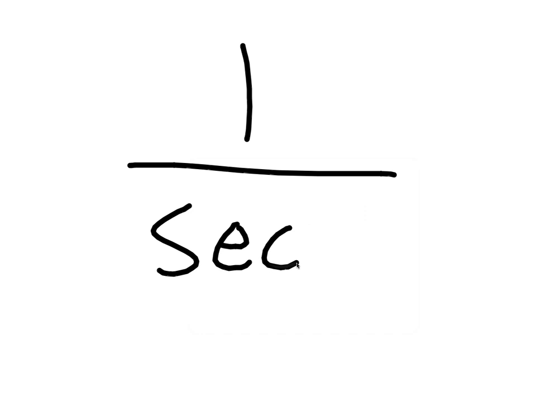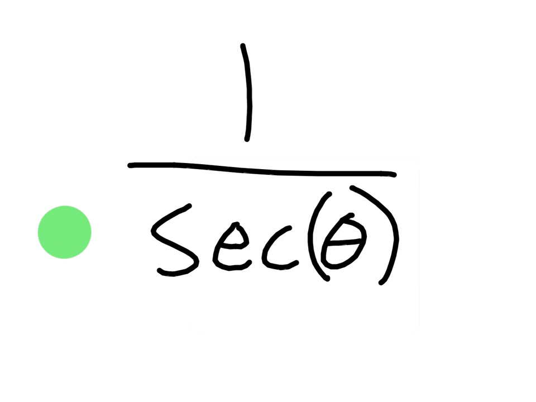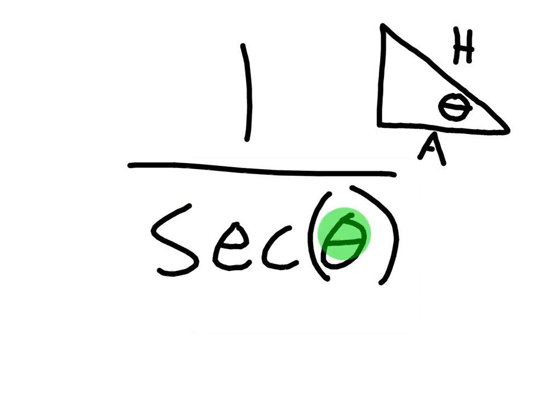Okay, the next thing we're going to look at is 1 over secant of theta, or 1 over secant of x. Again, that's the same thing. As I've said before, remember that all trig functions are just ratios of triangles. Does anybody remember what the definition of secant of theta is? Okay, if you recall, secant of theta is just the hypotenuse divided by the adjacent side of theta.